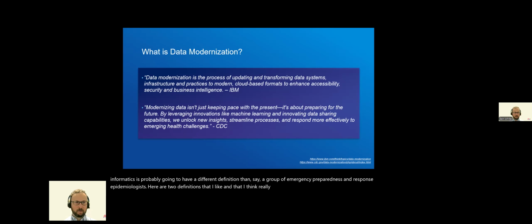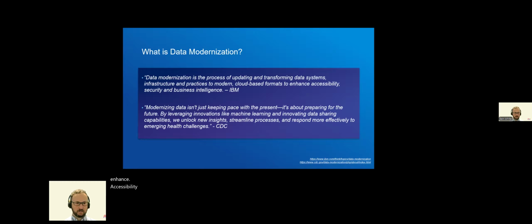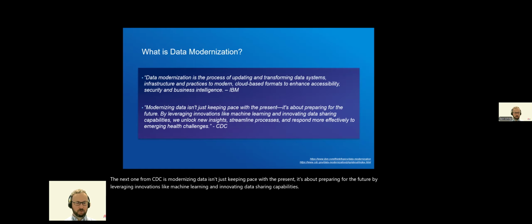So the first one is data modernization is the process of updating and transforming data systems, infrastructure, and practices to modern cloud-based formats to enhance accessibility, security, and business intelligence. That's from IBM. The next one from CDC is modernizing data isn't just keeping pace with the present, it's about preparing for the future. By leveraging innovations like machine learning and innovating data sharing capabilities, we unlock new insights, streamline processes, and respond more effectively to emerging health challenges.